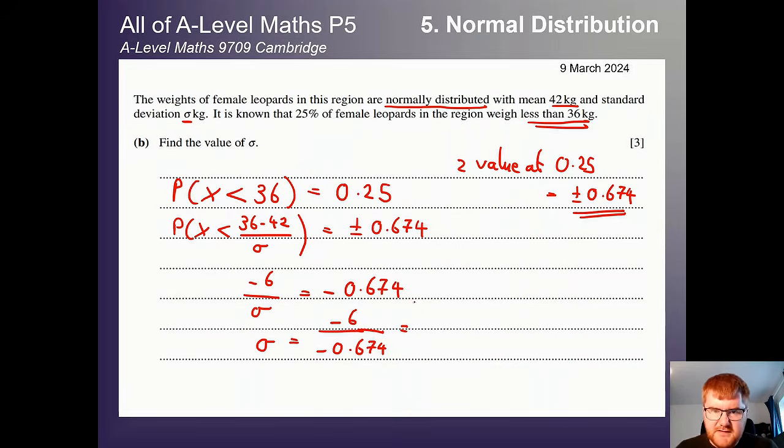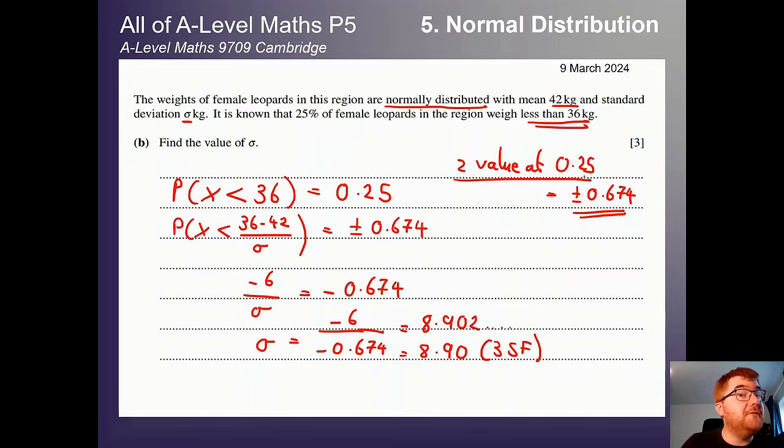That gives us 8.902... And again, we can round to 3SF: 8.90 to 3 significant figures. So a slightly different approach to what we did in the previous question, where we can just use the z value given at the bottom of the formula sheet. And that helps us a lot then to work out standard deviation relatively quickly.